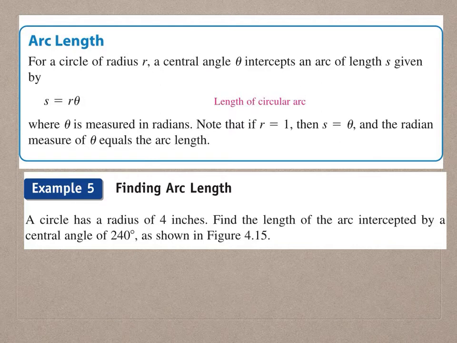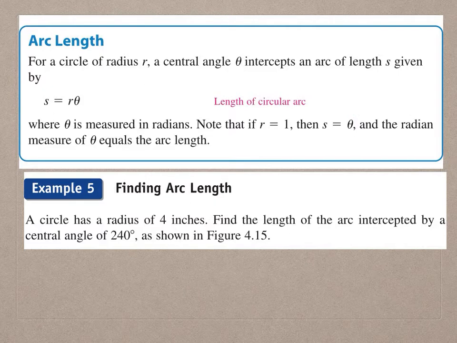So the first thing that we want to talk about here is arc length. The formula for arc length is given up above. The arc length is represented by S, and S is equal to your radius times the angle, which is measured in radians. So we call this angle symbol theta. Theta is measured in radians. Note that if the radius is 1, then the arc length is the same as that angle.